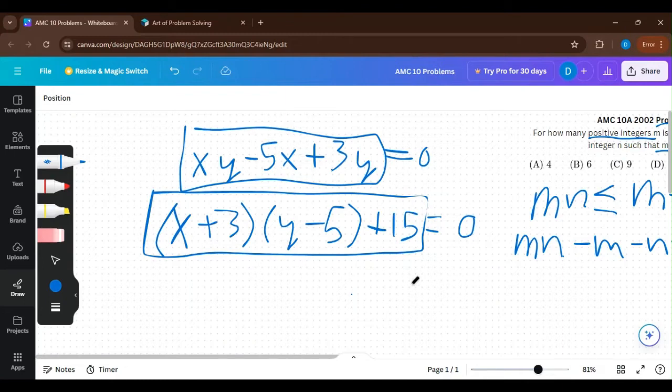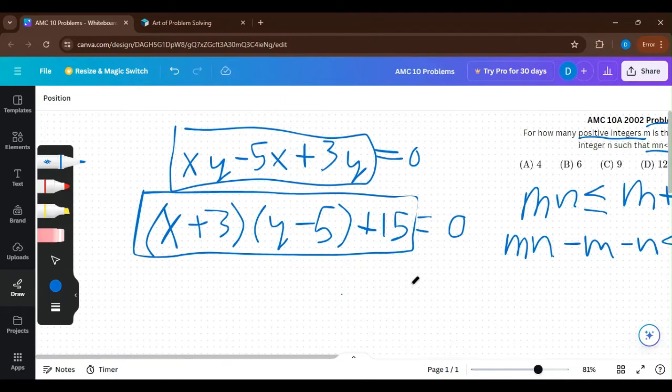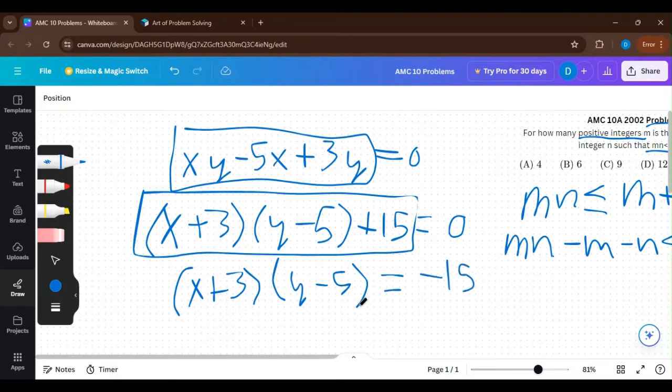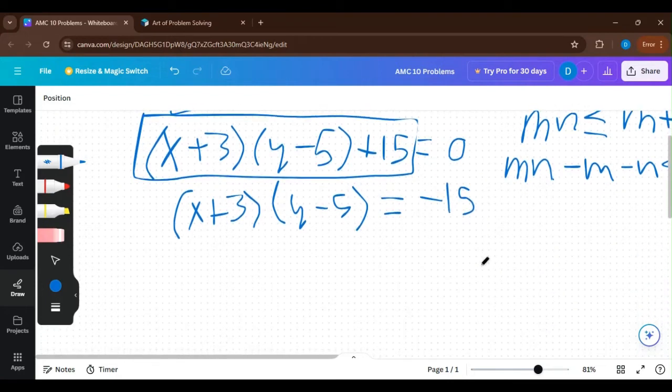And you can move negative 15 to the other side, which gives (x plus 3)(y minus 5) equal to negative 15. So right here, we can find all the factors extremely easily: negative 1 and 15, negative 3 and 5, and on and on. That's how you do Simon's favorite factoring trick.